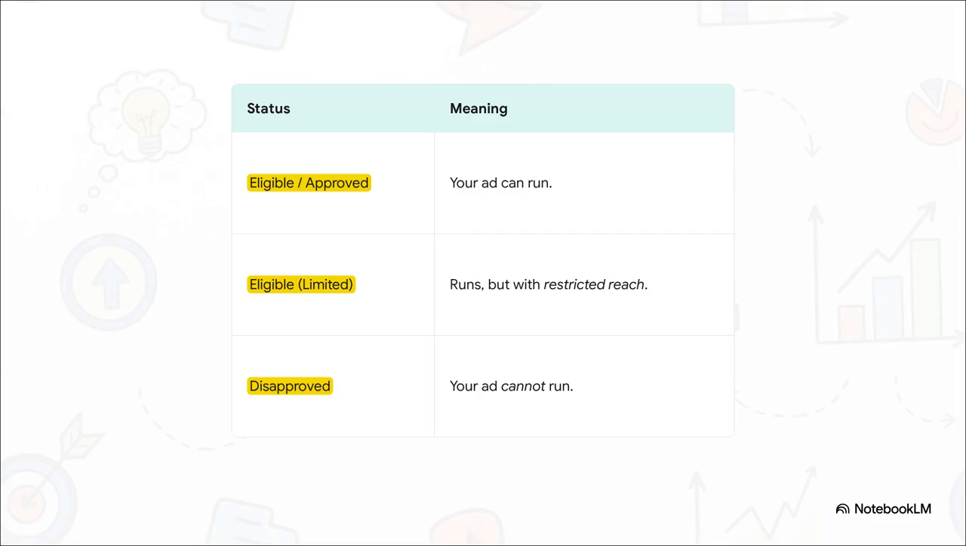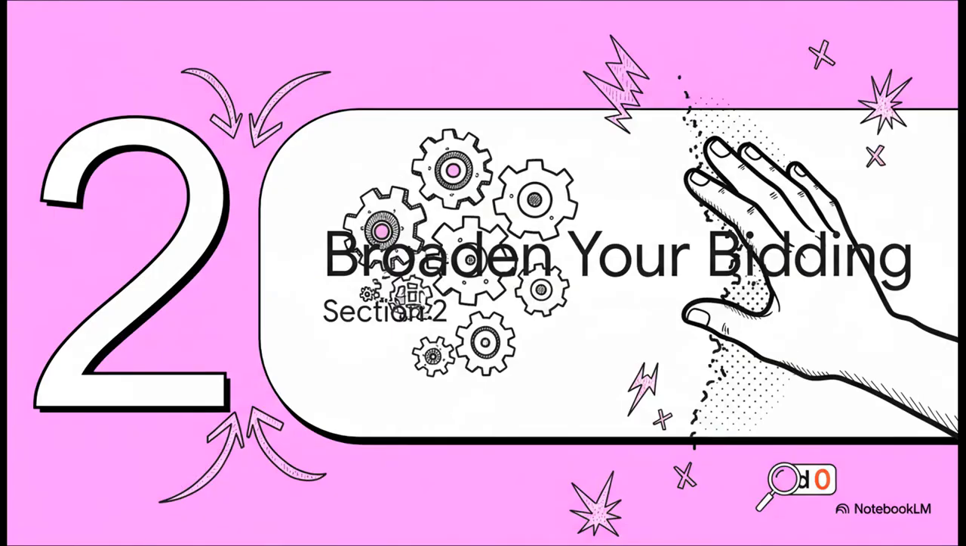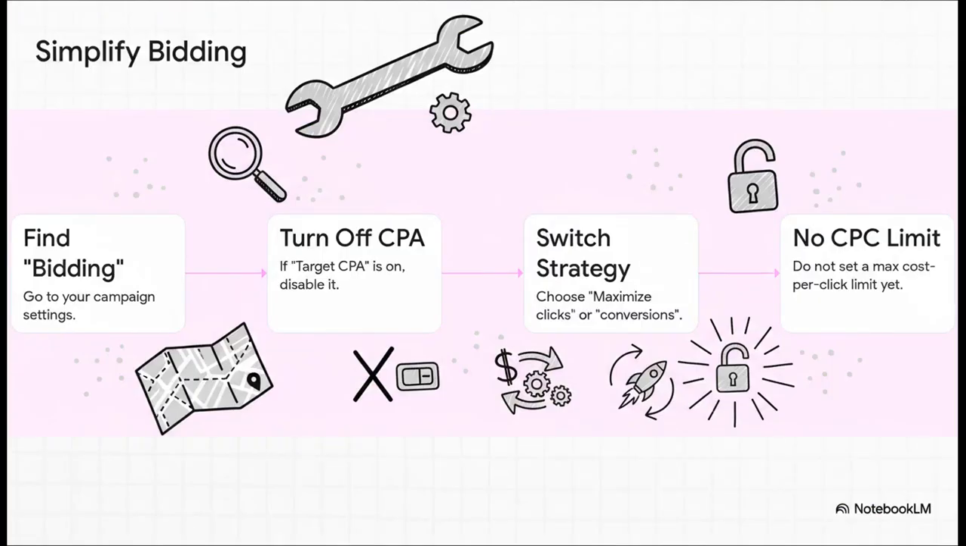Okay, so you've checked your approvals and everything looks good. Let's move on to checkpoint number 2, your bidding strategy. This is a classic mistake we see all the time. By trying to be a little too clever or too restrictive right out of the gate, you can accidentally tell Google's algorithm, hey, don't even bother putting my ad in the auction. So the fix here is pretty simple.